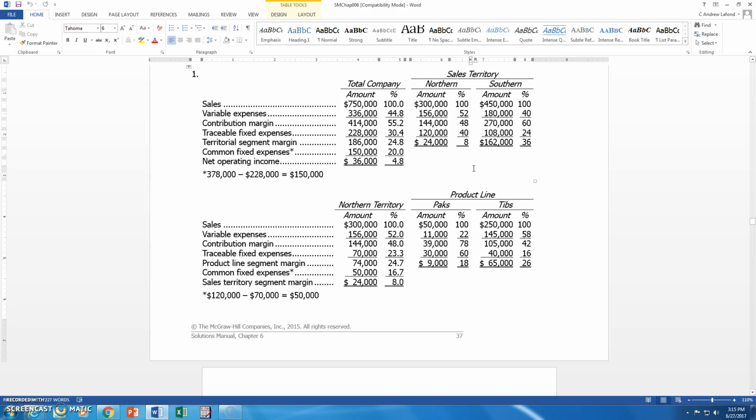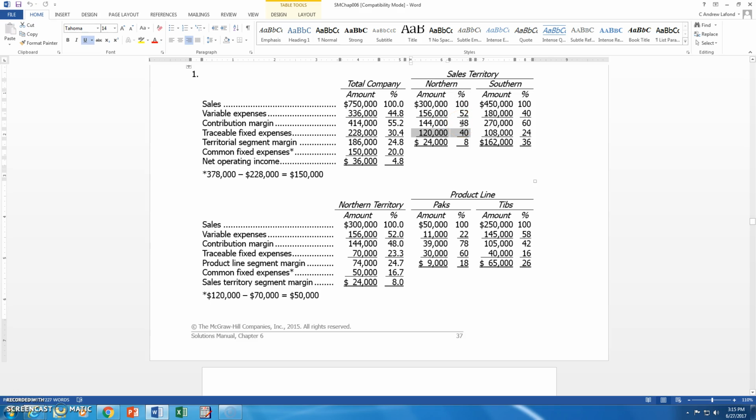You can see that the Northern Territory has a low contribution margin ratio compared to the Southern Territory. And secondly, the Southern Territory has lower traceable fixed costs compared to the Northern Territory. These are a couple of insights that would be brought to the attention of management. Obviously, we need to dig deeper to find why this is the case, but certainly management would want to ask these questions to find out why there's such a difference between these two territories.